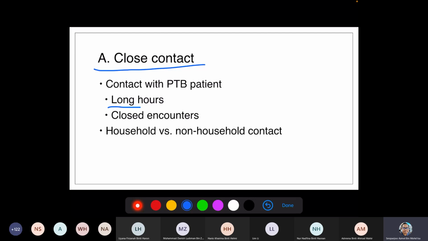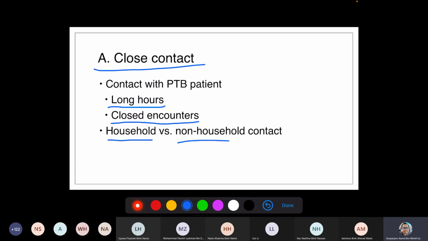And apart from that, you need to understand also the close encounters, because TB is a disease that can spread by aerosol, infected aerosolized materials or sputum. So you need to have a close encounter because aerosol can travel up to 4 to 6 meters. If you are within that range, you are at risk of contracting tuberculosis. And apart from that, you need to see whether it is a household or non-household contact. Household means staying together in a house, or, for example, going to class together or going to work together in the same office. So you need to consider that kind of balance.